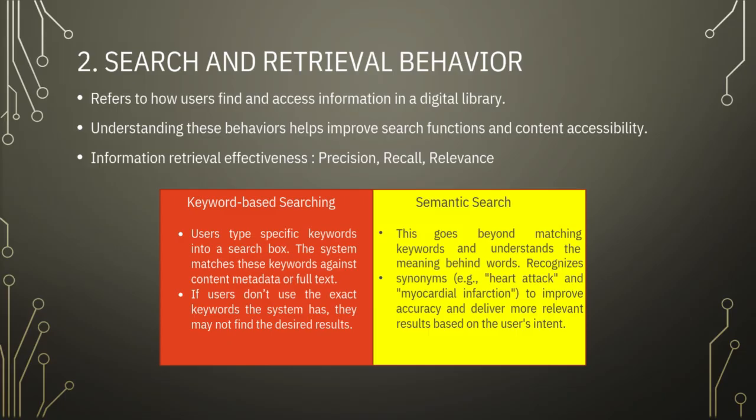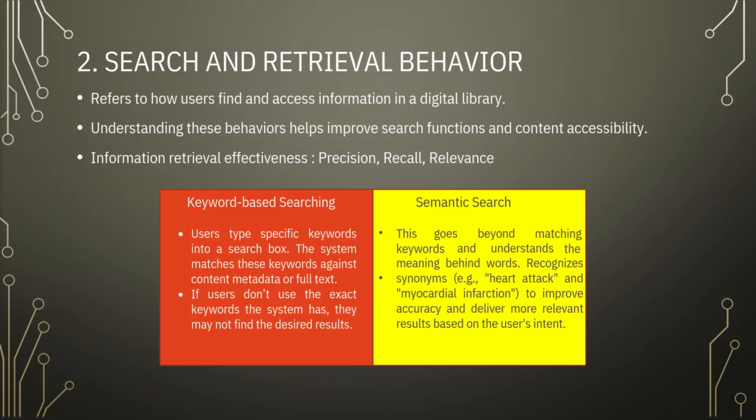Second, semantic search. Semantic search goes beyond matching exact keywords and attempts to understand the meaning behind the user's query. It recognizes synonyms and related terms to improve accuracy. In a public library system, this means that a search for heart attack may also retrieve resources indexed under myocardial infarction, even if the user does not know the medical term. Similarly, a search for job loss may retrieve materials related to unemployment assistance. By supporting semantic search, public libraries can better serve users who may not be familiar with formal or technical terminology. This improves inclusivity, relevance, and overall user satisfaction.